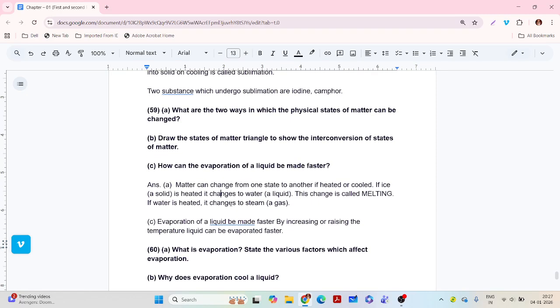Meta triangle. It is asking for the same we did, the triangle one diagram, right? We have to draw that only.